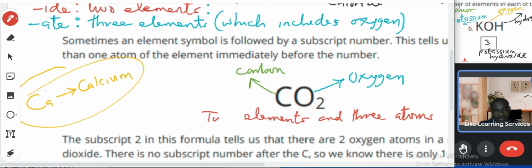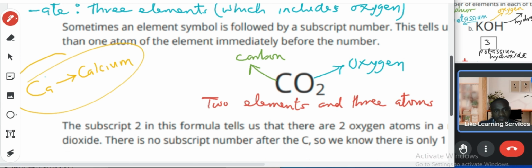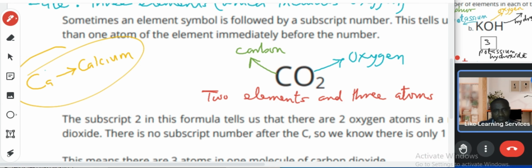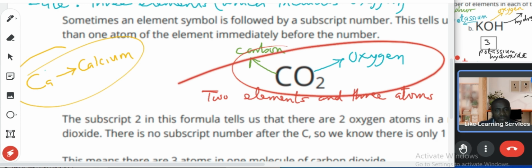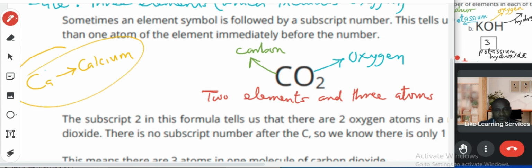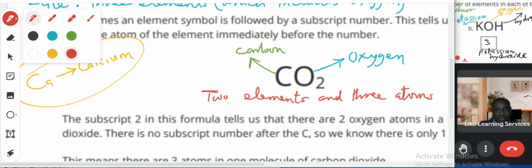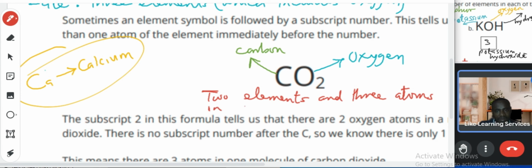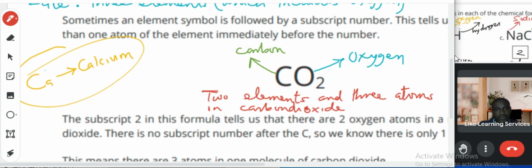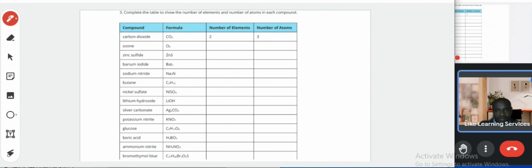All right, you need this understanding to do the rest on the next page. But what's the name of this? CO2, what's the name? CO2, yeah. Carbon dioxide. Okay, so 2 elements and 3 atoms in carbon dioxide. All right, let's go to the next page and complete this work.